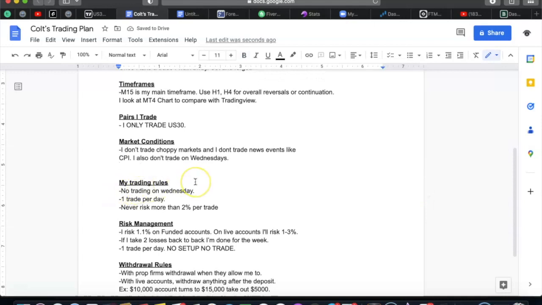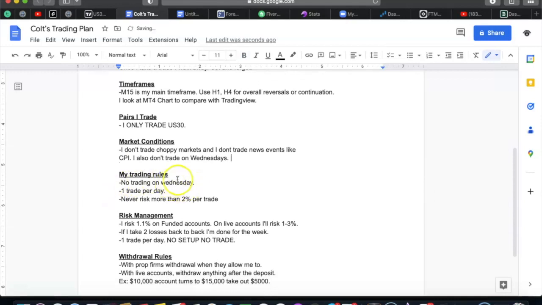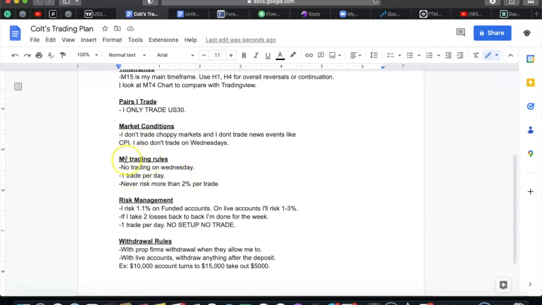Now, my trading rules, this is going to be super important for you guys. You want to list all your trading rules that you have. Here's a couple of examples that I have. Never risk more than 2% per trade. That's personal with me. 1 trade per day. I don't need to take 20 trades in a day like most traders. No trading on Wednesdays. So that's going to be a big one right there.